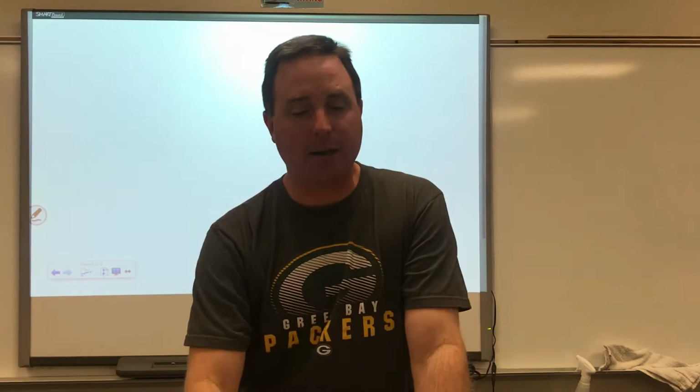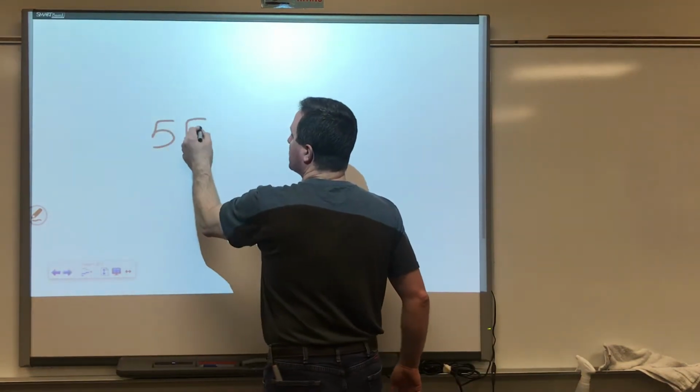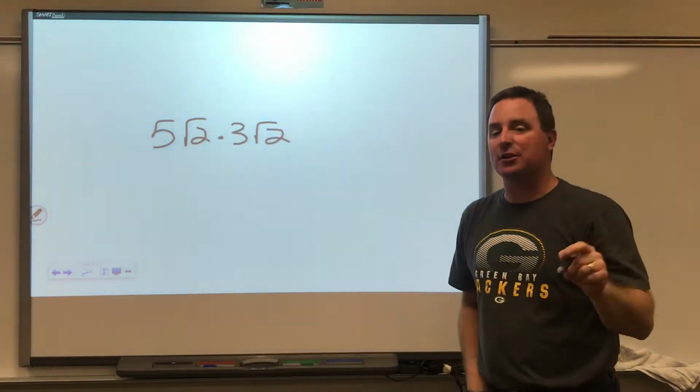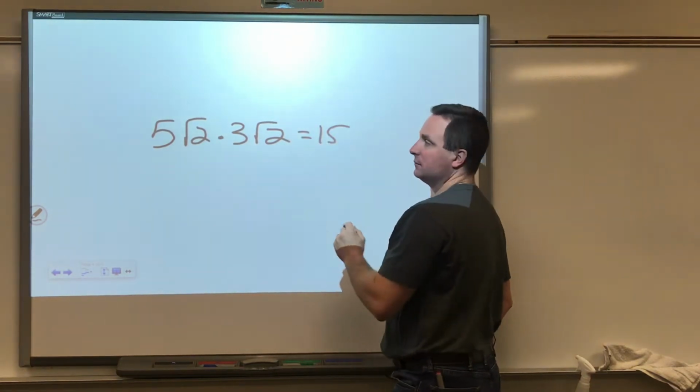Just a couple others here. How about this one? 5 square roots of 2 times 3 square roots of 2. I'm going to point out a little pattern here. There's a shortcut. I see 5 times 3 is 15.